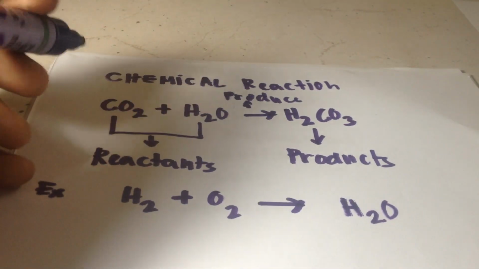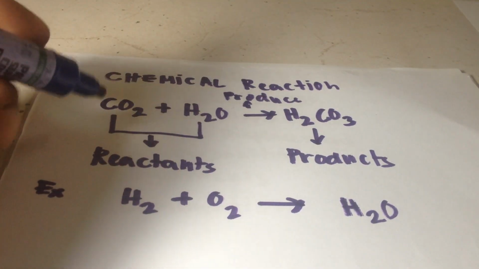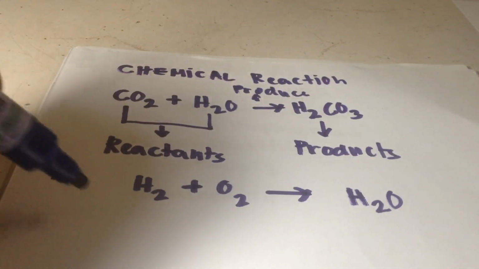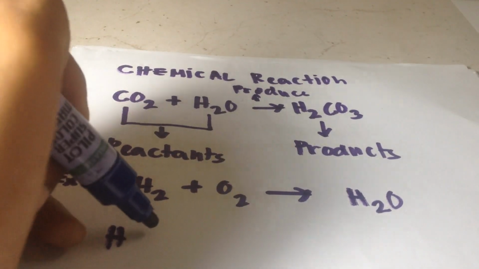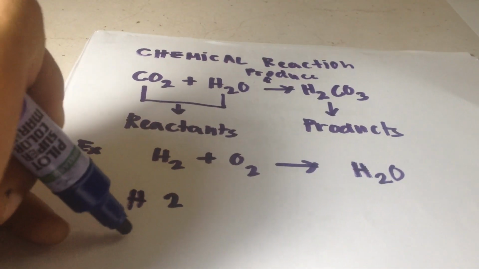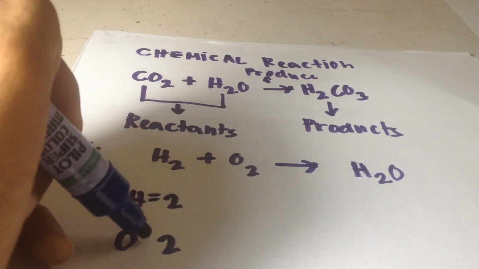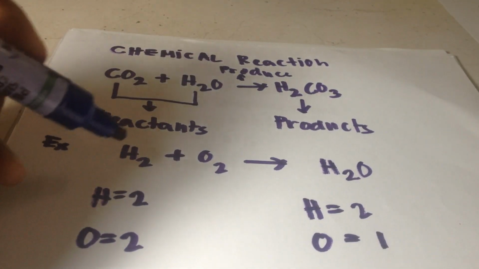Here's an example. Hydrogen gas plus oxygen gas reacts to water. This is not completely balanced yet. In hydrogen gas, there is a subscript of 2, and oxygen gas has a subscript of 2. Then how about the other side? Water has hydrogen with subscript 2 and oxygen with subscript 1. So it is not balanced yet.